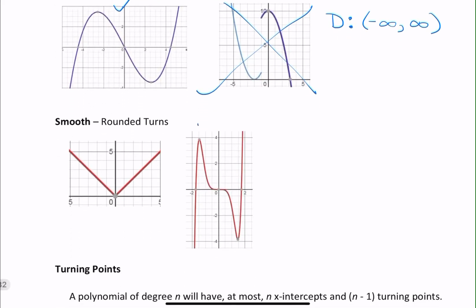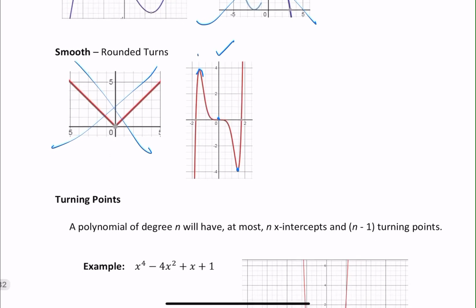Also, all polynomials have round, smooth turns. There's no sharp turns like you have on an absolute value. That would not be a polynomial. But this second one would be a polynomial because all of the turns, they can be sharper turns or quick turns, but they have to be rounded. It can't come to a V like that. That's what makes it not a polynomial. So an absolute value would not be a polynomial function.